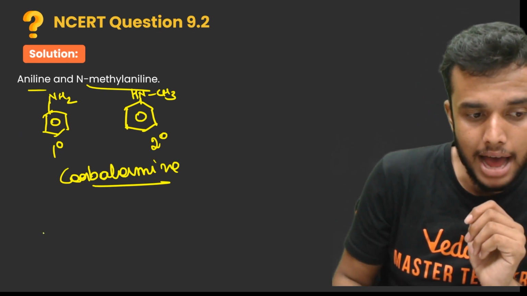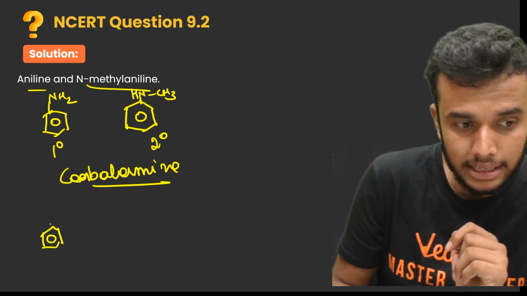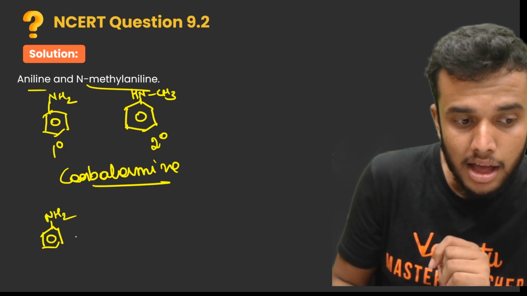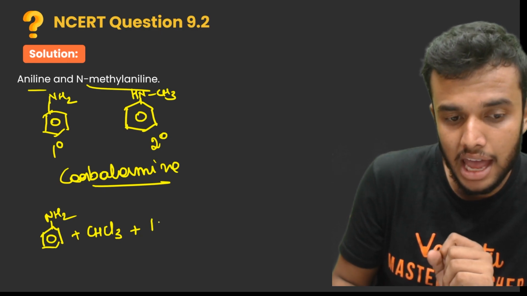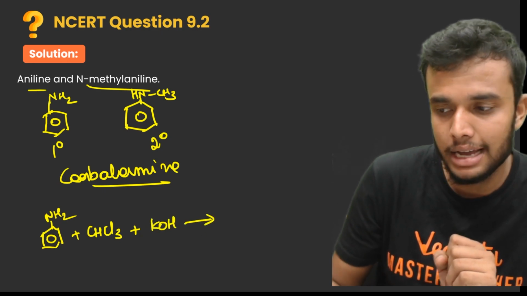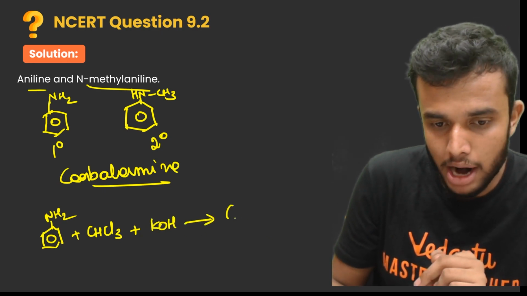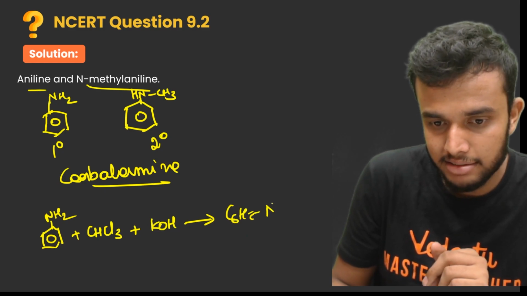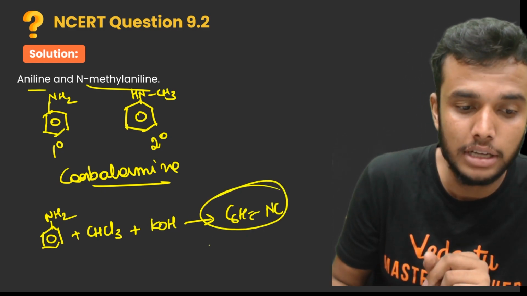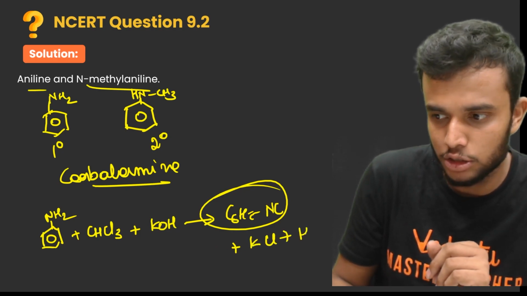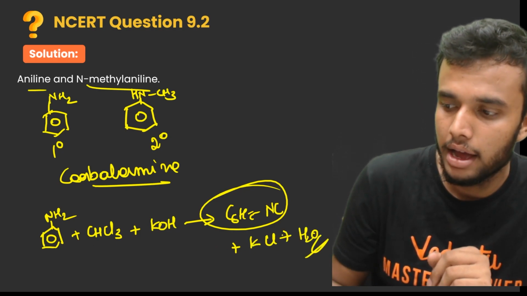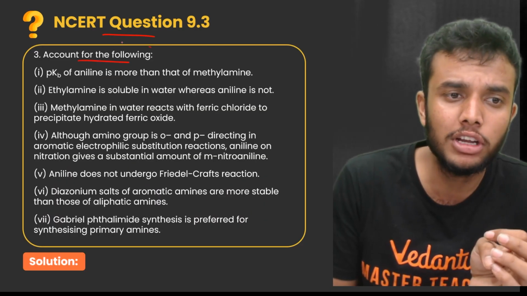What happens if aniline undergoes the carbylamine test? The carbylamine test is nothing but heating with chloroform and KOH. It gives an isocyanide, right? C6H5NC, a foul-smelling isocyanide compound, with release of KCl and H2O. Okay, understood students?